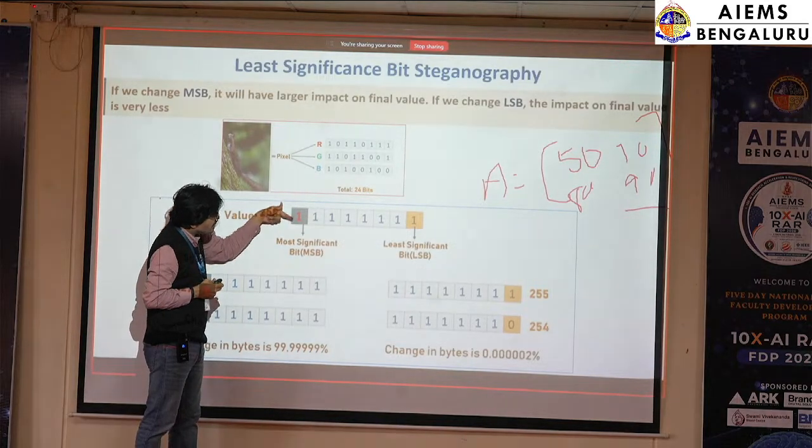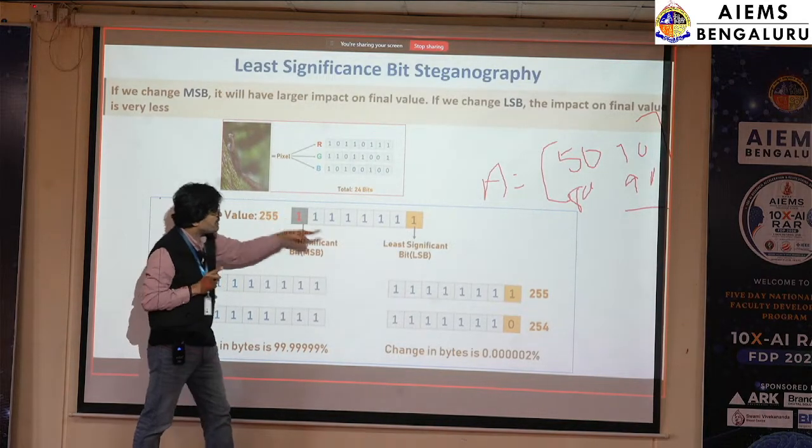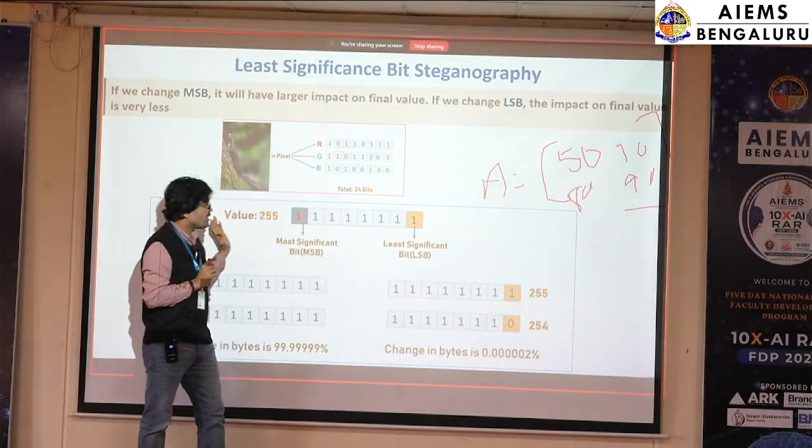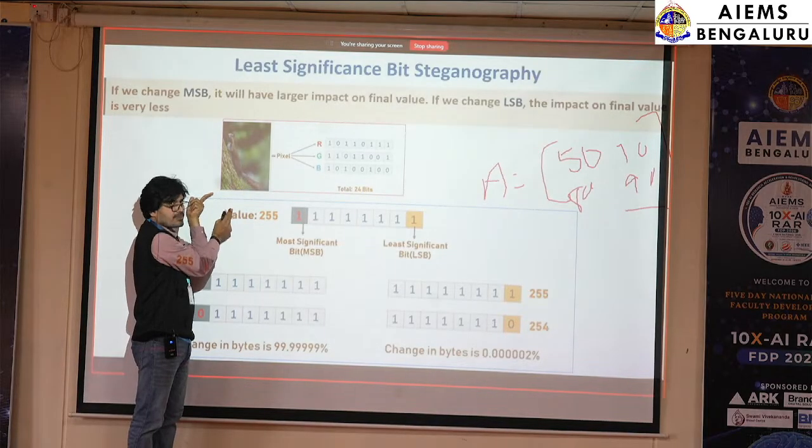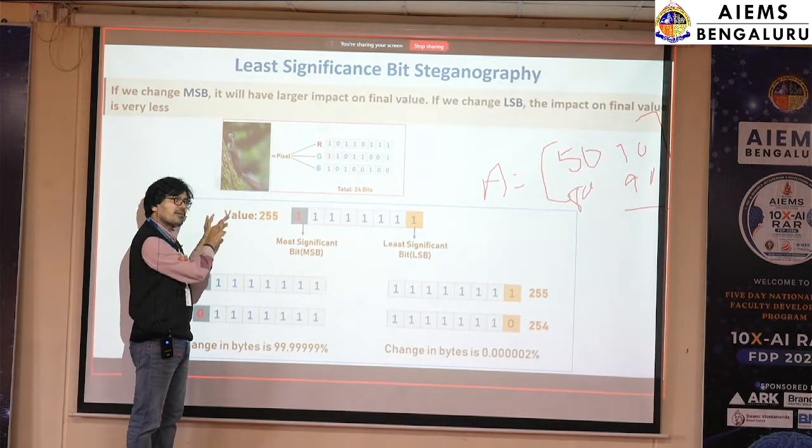And here, this is called the MSB, the most significant bit. This is called the least significant bit. So we apply LSB for hiding some information inside the image, and that we call the LSB technique. Many other techniques also exist, but I am taking the basic idea.